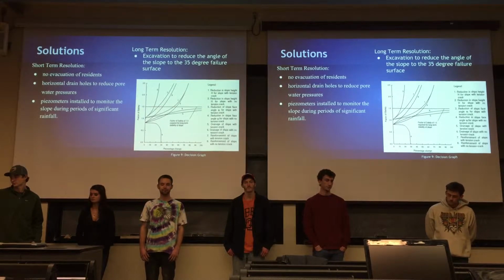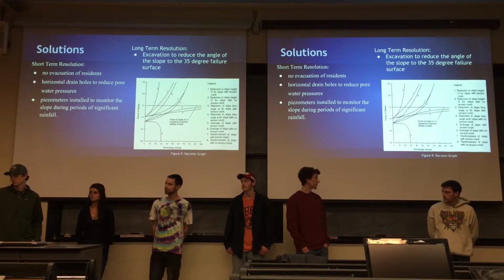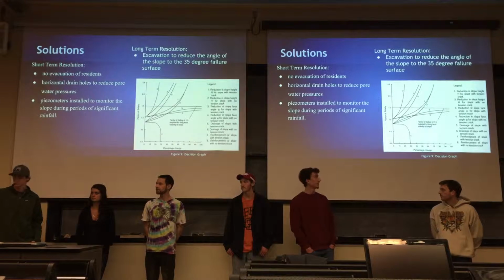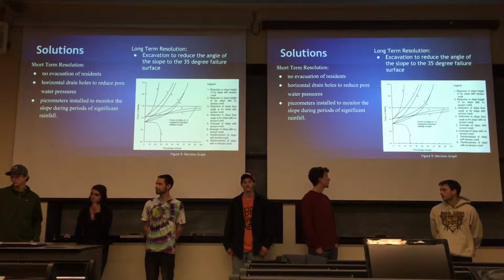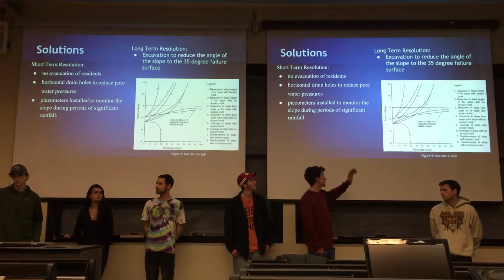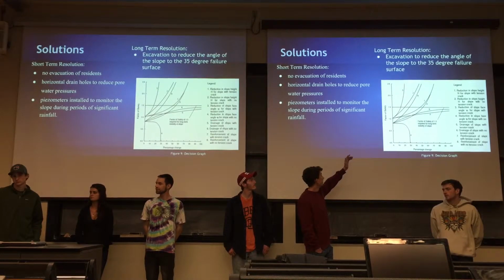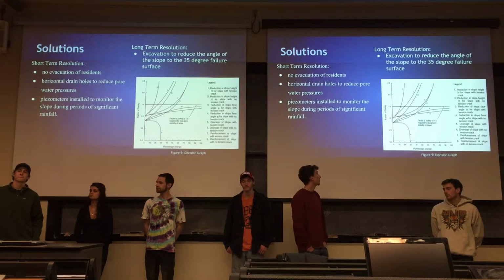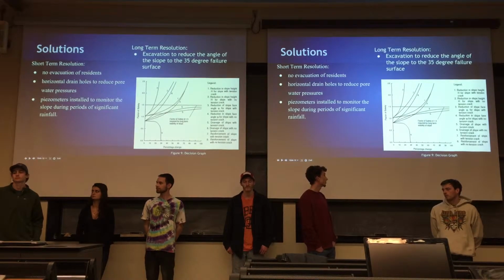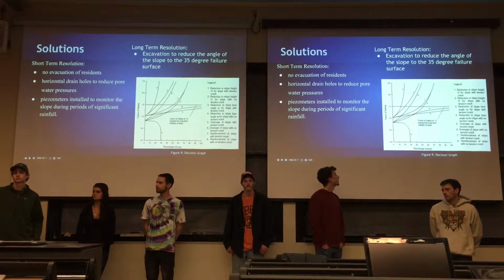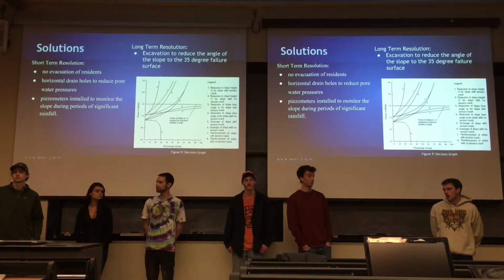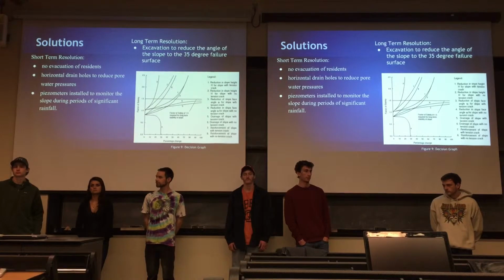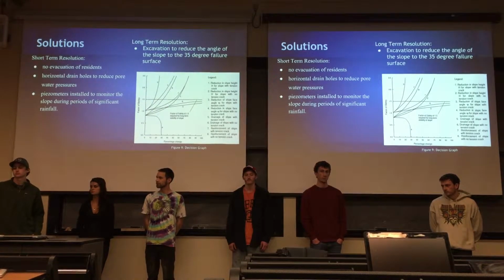heavy rainfall periods. As a final solution and a long-term goal, they decided from this diagram, you can see here, decision 3 on the left had the desired factor of safety of above 1.5 with the lowest percent change to the slope. So they decided to go with that decision, and it was to excavate the slope to the 35-degree angle exfoliation joint where the slope could fail.